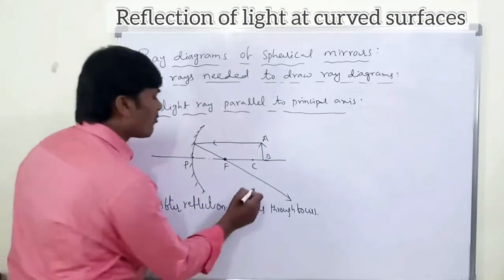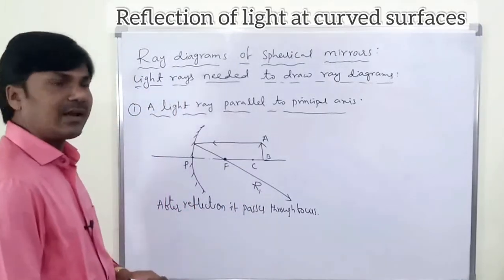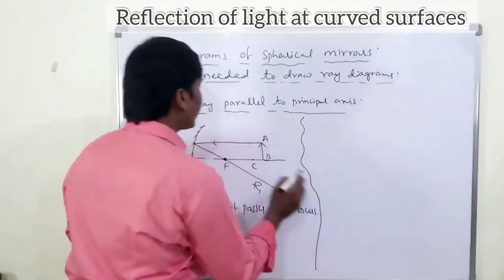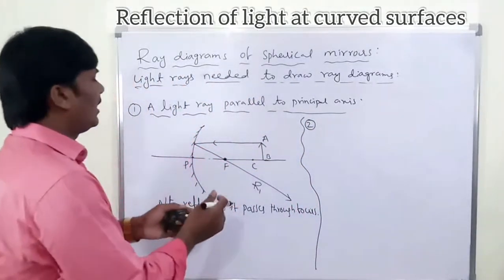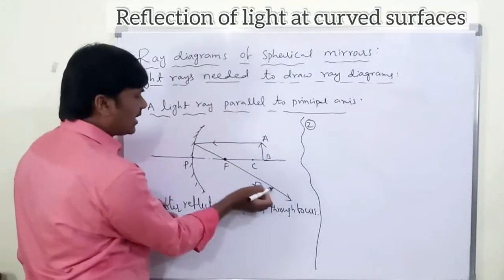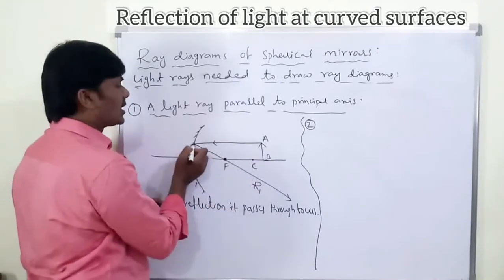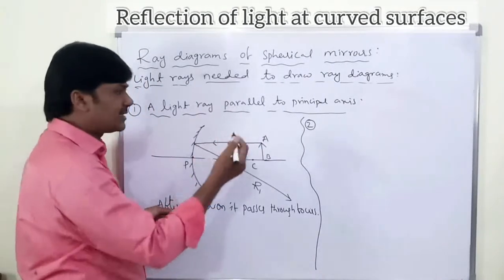So this is the first reflected ray. Let us give the name as ray 1. Next, coming to the second one. What is the second light ray? The second light ray is the converse, the reverse of this. Reverse means we have to take the light ray now from the focus. It passes through the focus. What happened? After reflection, it becomes parallel to the principal axis. That is the second light ray.